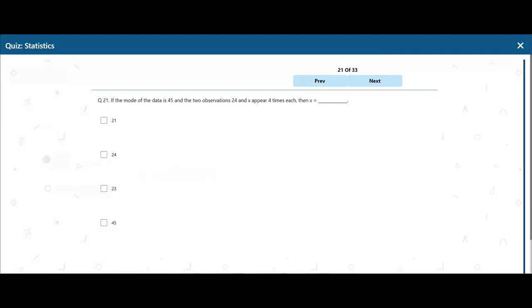Next is Sujata. Mode of the data is 45. The 2 observations 24 and X appear 4 times each. 24 comes 4 times, X also comes 4 times. What is the value of x? And mode is 45. 21, ma'am. How? 24 plus 21 is 24 plus 45. X equal to 45, ma'am. 45 minus 20 is 21.